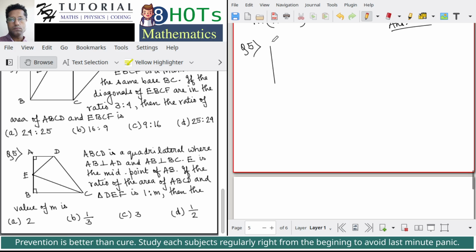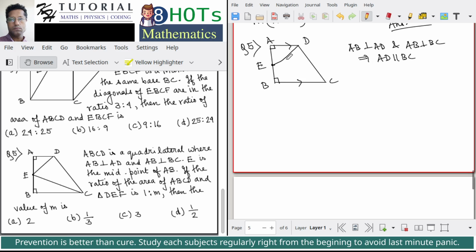Let's quickly draw the diagram. So this is more or less the quadrilateral A, B, C, D. AB is perpendicular to both AD and BC. So this clearly shows that AB is perpendicular to AD and AB is perpendicular to BC, which implies that AD is parallel to BC. Now E is the midpoint of AB, and it is forming the triangle DEC, and it is asking the ratio of the area of ABCD.